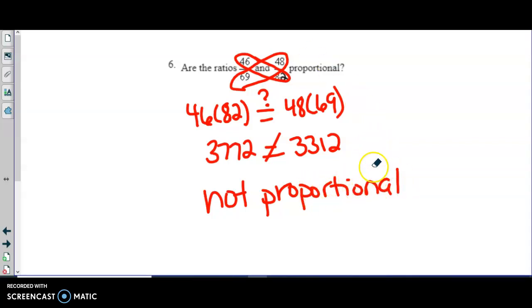So when you're trying to figure out if it's proportional, you cross multiply and you see if they're equal. If they are equal, it is proportional, and if they're not equal, it is not proportional. And that's it.